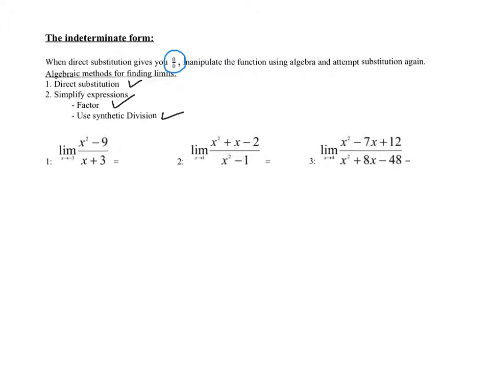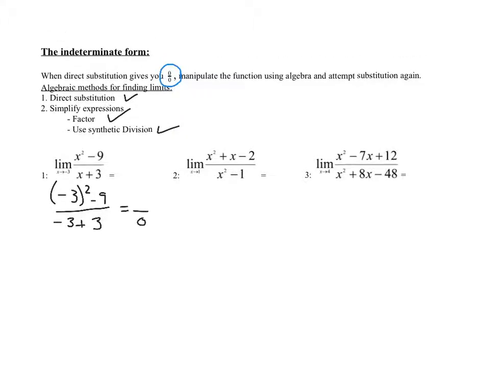So for example, here is the first one. This says the limit as x approaches negative 3 of x squared minus 9 over x plus 3. Well, if I plug in negative 3, I get negative 3 squared minus 9 over negative 3 plus 3. So the bottom is certainly going to be 0. The top is 3 squared, which is 9, minus 9, which is also 0. So we have 0 over 0. We really don't know what this limit is, so we have to either factor or use synthetic division to try to find our limit.